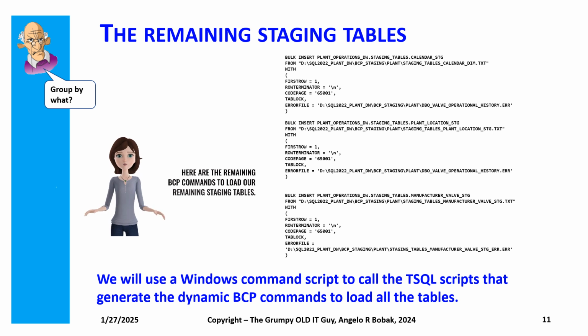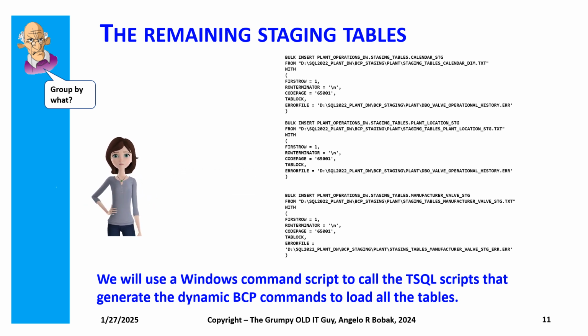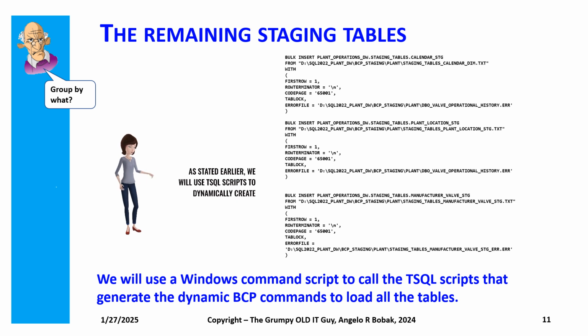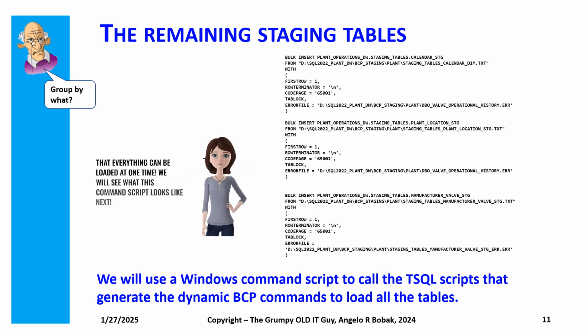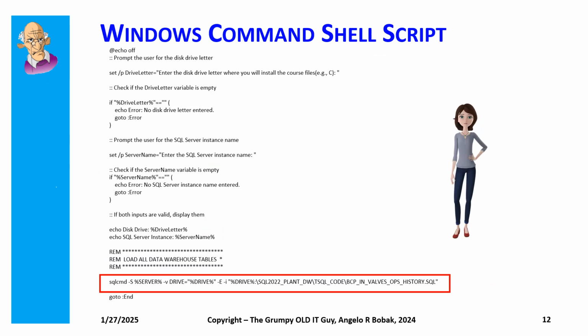Here are the remaining BCP commands to load our remaining staging table. As stated earlier, we will use the SQL script to dynamically create and execute these commands with the exec command. The script that contains our dynamic BCP commands will be called from a Windows command shell so that everything can be loaded at one time. We will see what this command script looks like next.